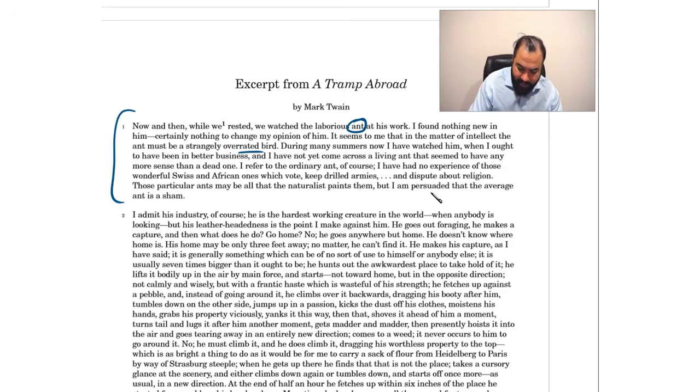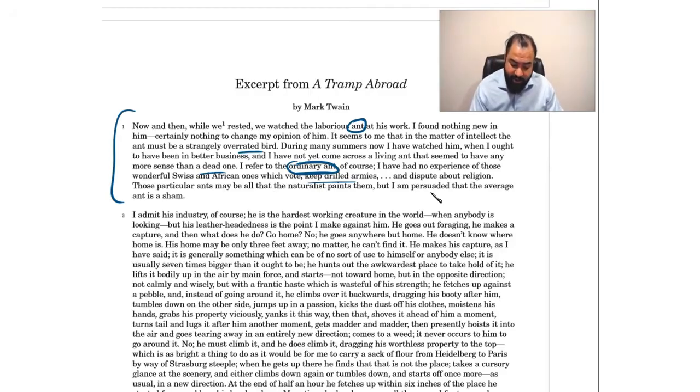"During many summers now I have watched him, when I ought to have been in better business, and I have not yet come across a living ant that seemed to have any more sense than a dead one." Pretty offensive, right? He's saying the living ant and the dead one are kind of the same, so the ants are kind of useless. "I refer to the ordinary ants, of course. I have no experience with other ones," like the Swiss or African ones. Maybe they keep drilled armies and have other expertise, but he's talking about just the ordinary ants, and they're useless. That's what the author is claiming.